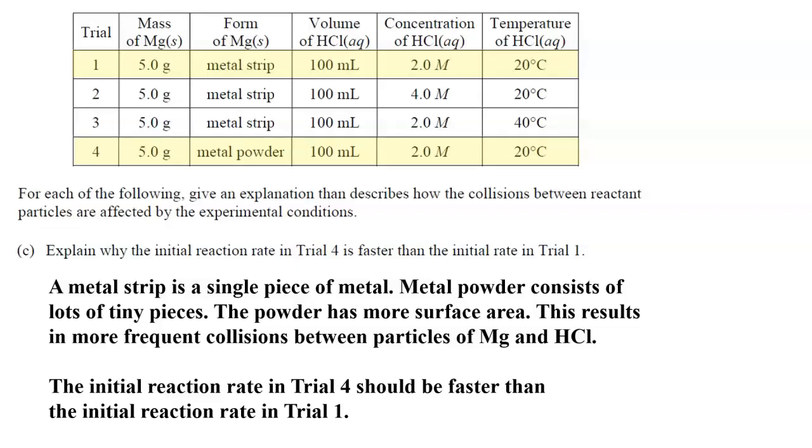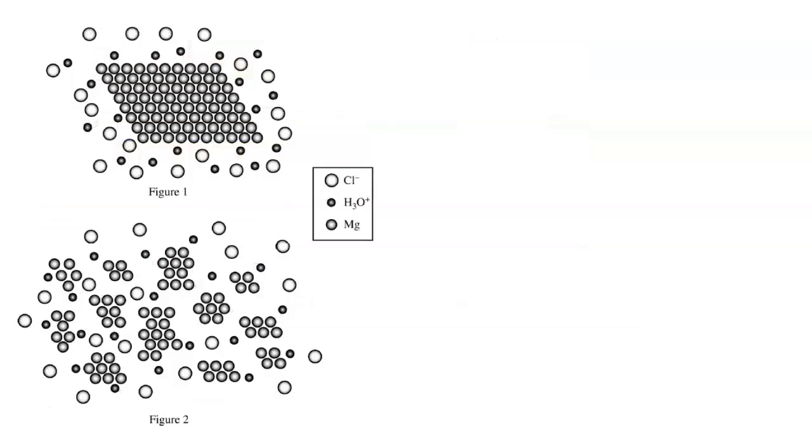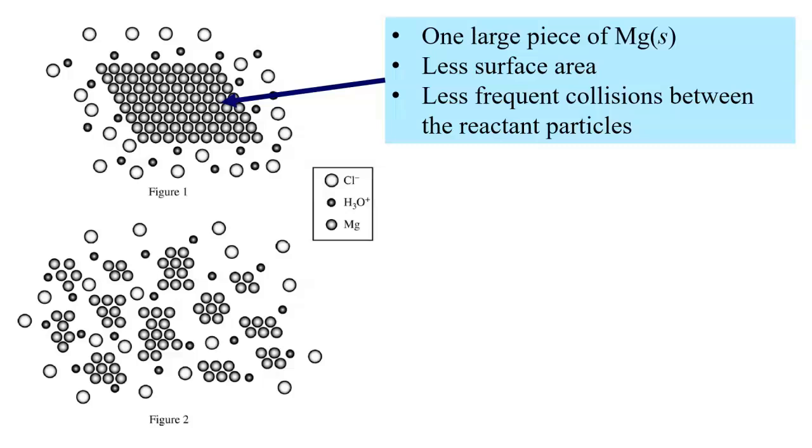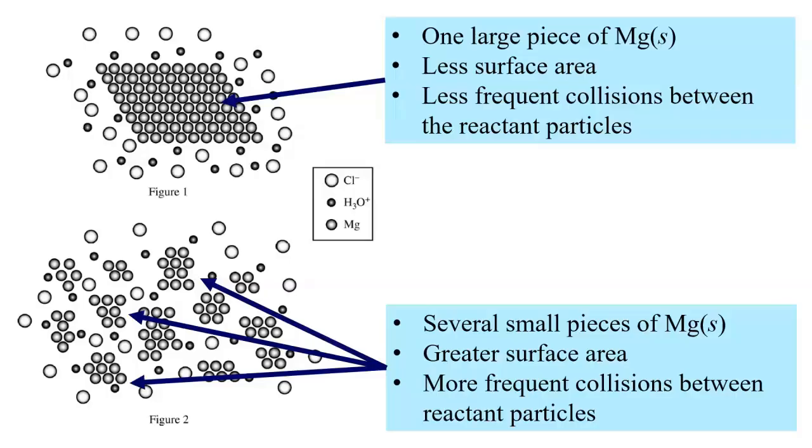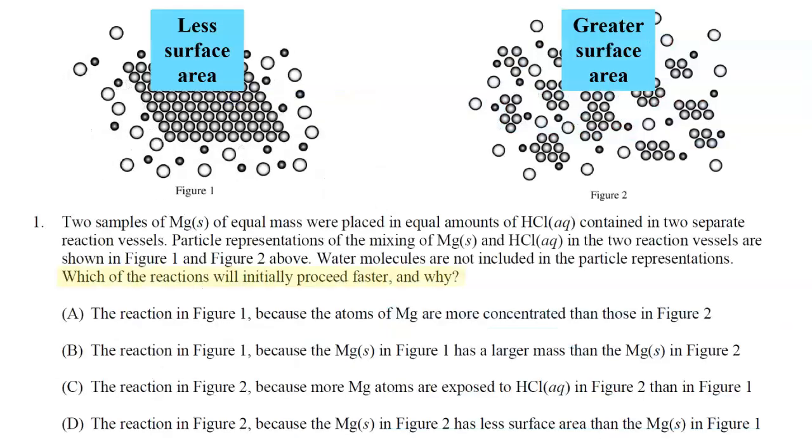Now let's go back to that particle diagram for this question from the MCQ Practice packet. So at the top, we see figure 1. In figure 1, we have one large piece of solid magnesium. It has less surface area than the diagram in figure 2, and we would expect less frequent collisions between the reactant particles. In figure 2, we have several small pieces of solid magnesium with greater surface area, and we would expect more frequent collisions between reactant particles. So I would expect that the diagram for figure 2 would result in a faster reaction rate.